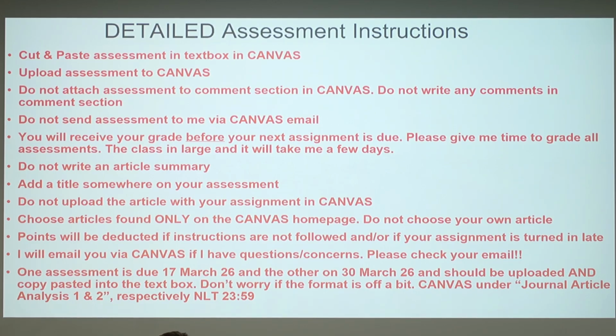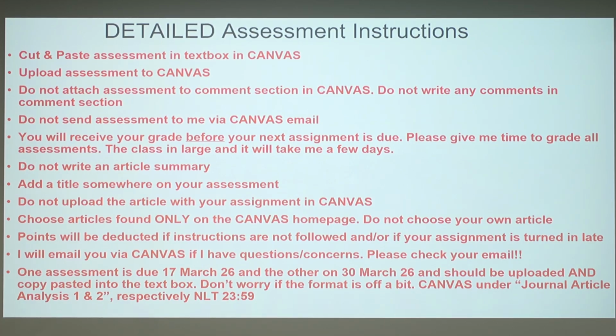For the article assessments, do not attach the article that you're assessing. Do not write a summary of the article. I'm going to do that for the 2 articles I'm assessing only because you guys didn't read them. So don't write a summary of the article and include that as a part of your assessment. Only choose articles found on the research evaluation Canvas cover page.